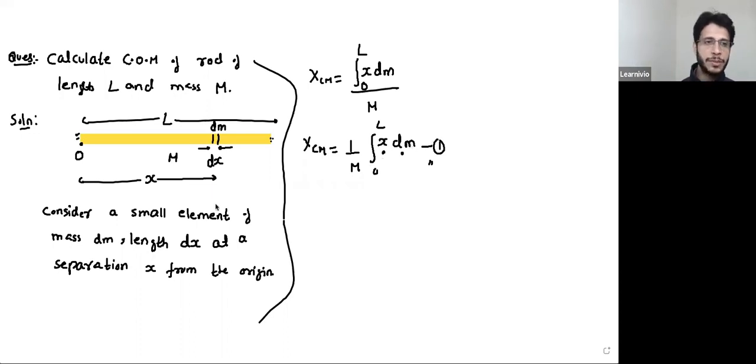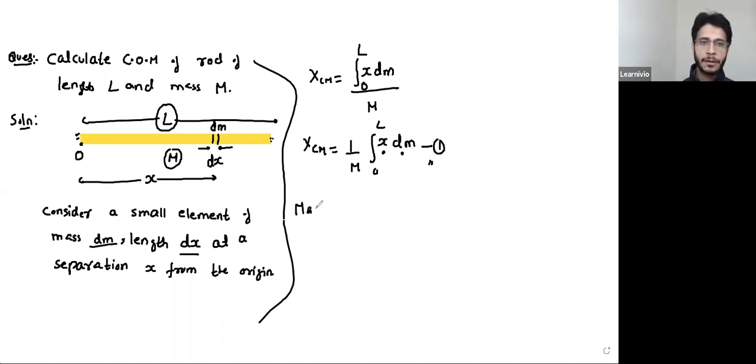Let's see what dm is basically. dm is the mass of length dx. The mass of the total rod is M. The mass of total length L is M, and the mass of this length dx is dm. Using these things, you can convert this dm in terms of dx. You can use the unitary method basically.